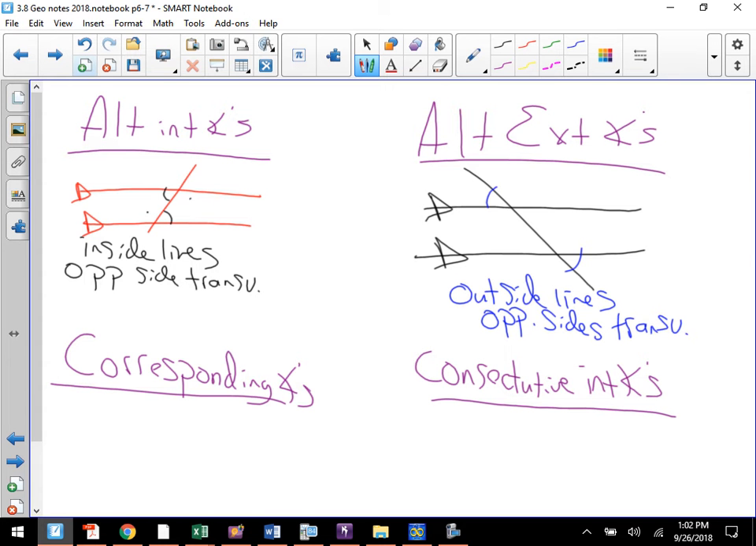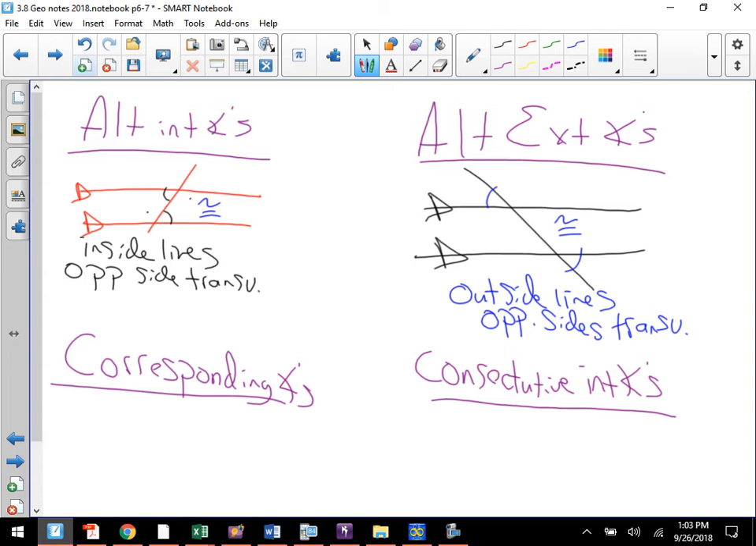Now, when the lines were parallel, what did we know about those two sets of angles? Were they the same or were they supplementary? If you had alternate interior angles when the lines were parallel, are those two angles the same or supplementary? They're the same. They're congruent. So we know that if two parallel lines were cut by a transversal, these guys were congruent. Same thing with the exteriors. Those guys were congruent. Congruent, same measure, same value.